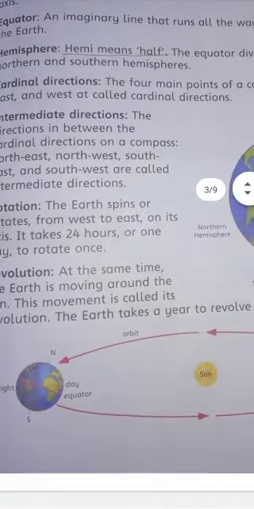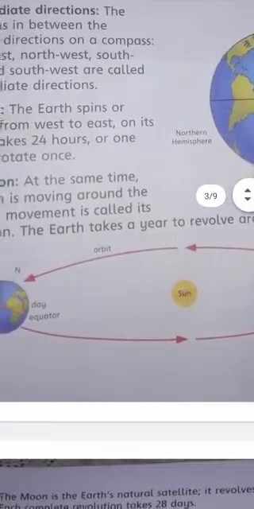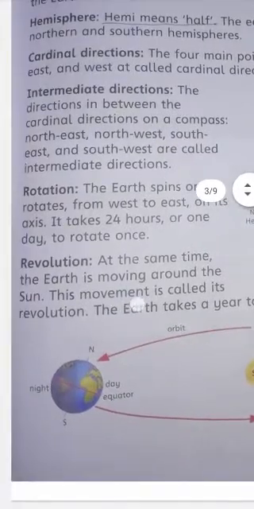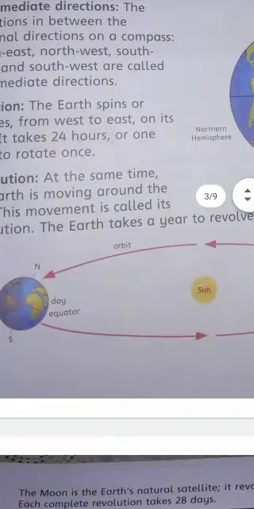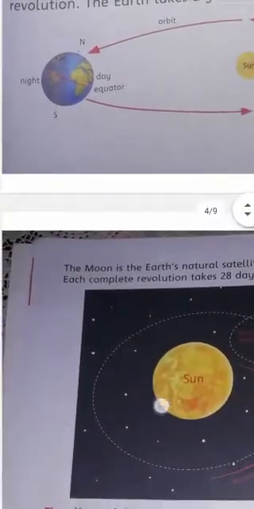Rotation. Rotation is when the Earth spins on its axis. When the Earth spins on its axis, it is called rotation. But when the Earth is moving around the Sun, it is called revolution. Sorry, I said sun instead of Earth earlier. When the Earth is moving around on its axis, it is called rotation. But when the Earth is moving around the Sun, it is called revolution. So you must know the difference between them.